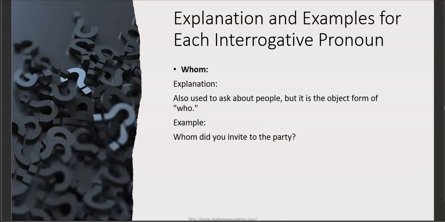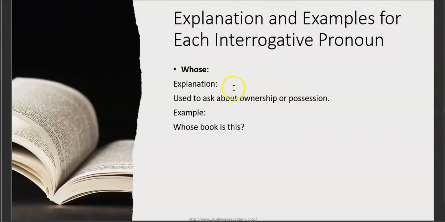So for example, whom did you invite to the party? You find that whom here starts the sentence but is the object form, the object opposite of who, okay? So that is all about whom. It's the object form of who. Don't forget about that.